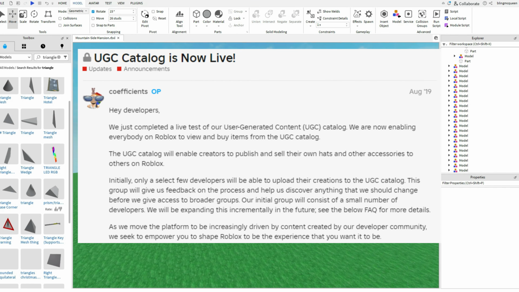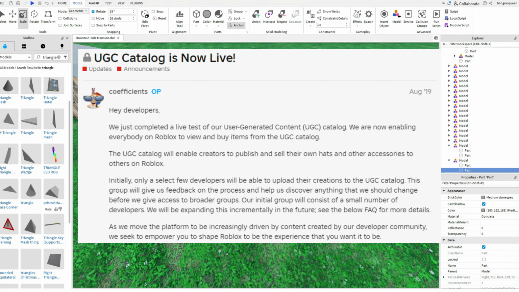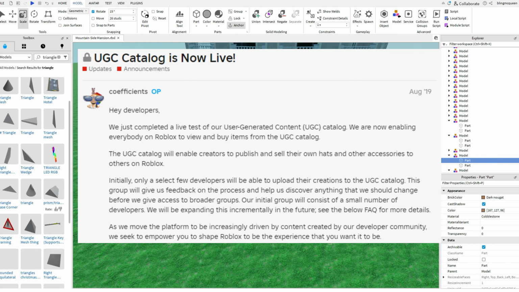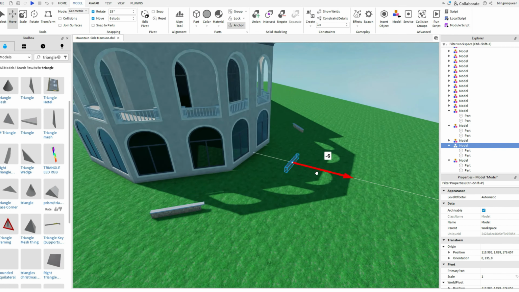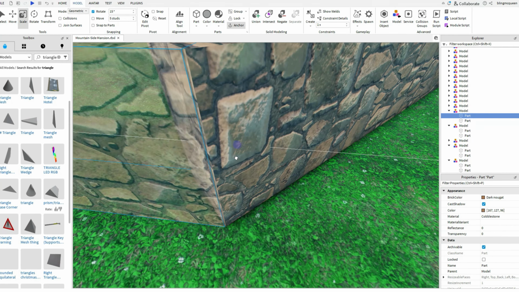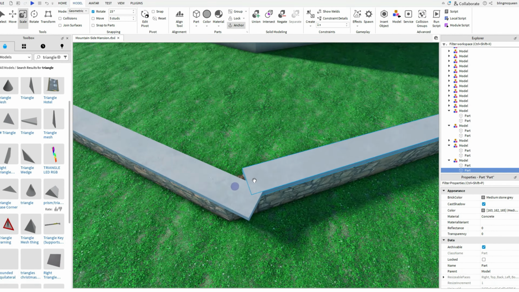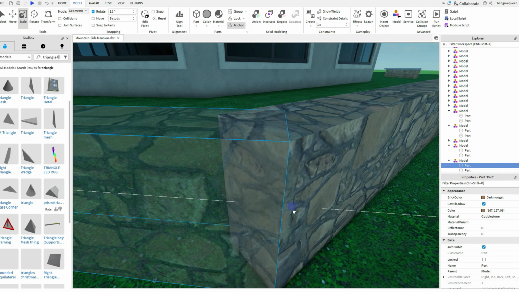Only a small number of developers had access to uploading content on the catalog at this point, but it said that they will expand this list occasionally. The bottom of the post includes an FAQ section providing insights on their plans for the program. I'll read the most relevant ones since a lot of them are pretty dumb. Okay, we don't care about the other stuff.